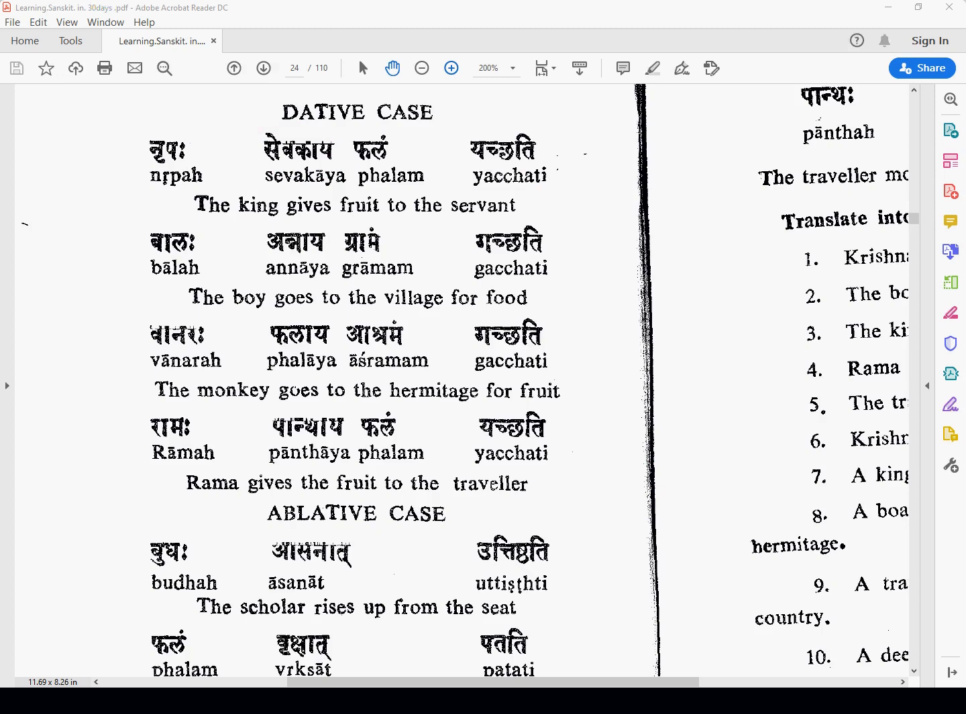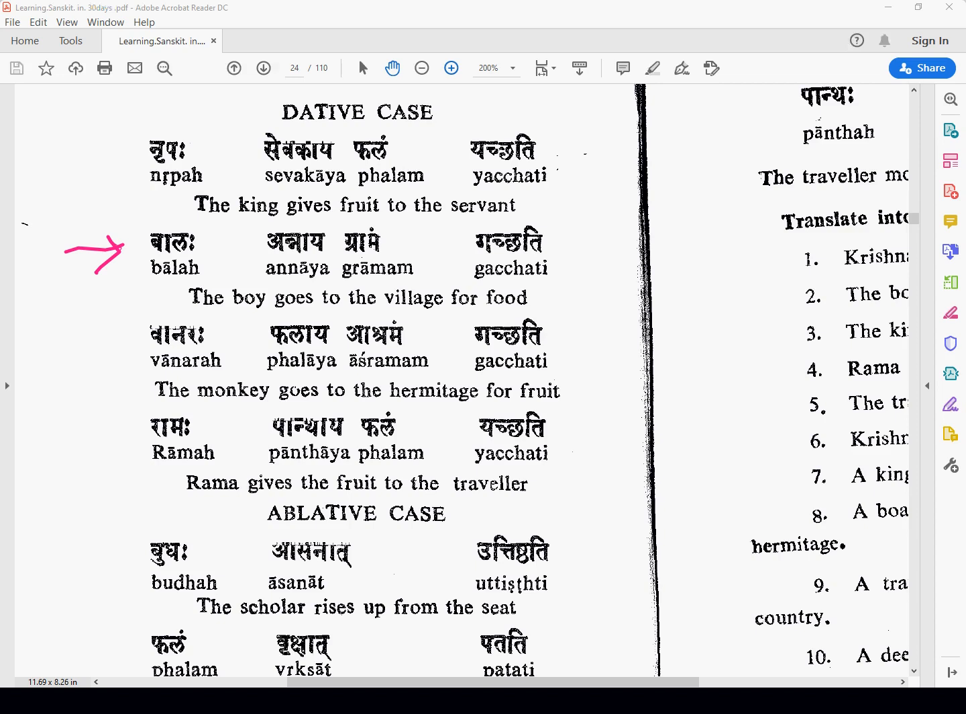Now there is another way to use this Chaturthi Bhakti, fourth case. That is the second example here. Balaha Gachati is a base sentence. Balaha, he goes. Again, where does he go? Gramam Gachati. Balaha Gramam Gachati. Now there is another word added here, Annaya. Annaya Gachati means for what? For what purpose?